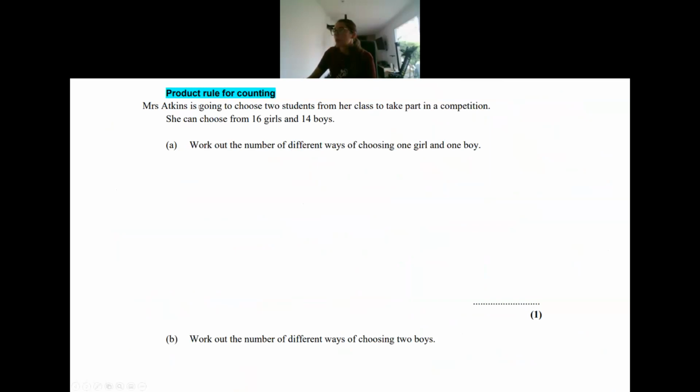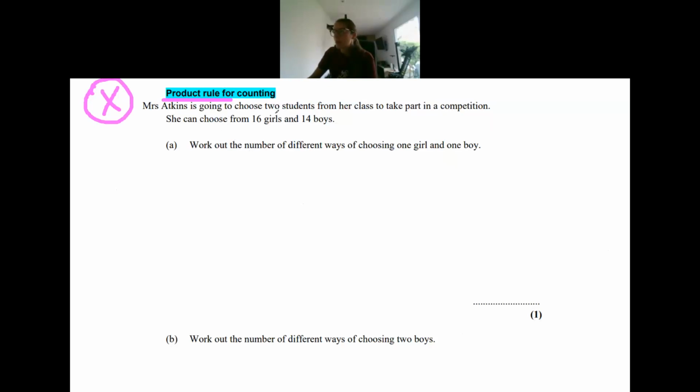Product rule for counting. Obviously, we're not going to get told it's a product rule question, but this is all about combinations. So the PIN codes, you've got a 4-digit PIN code. How many possibilities of PIN codes can we have? Work out the number of different ways. Work out the number of combinations or possibilities. If it's that, it's product rule. Product means to multiply.